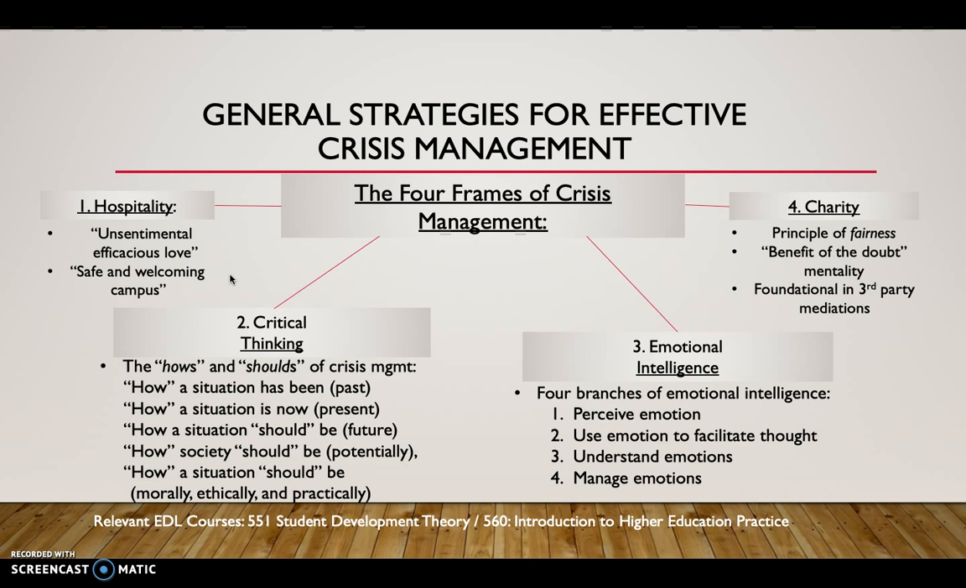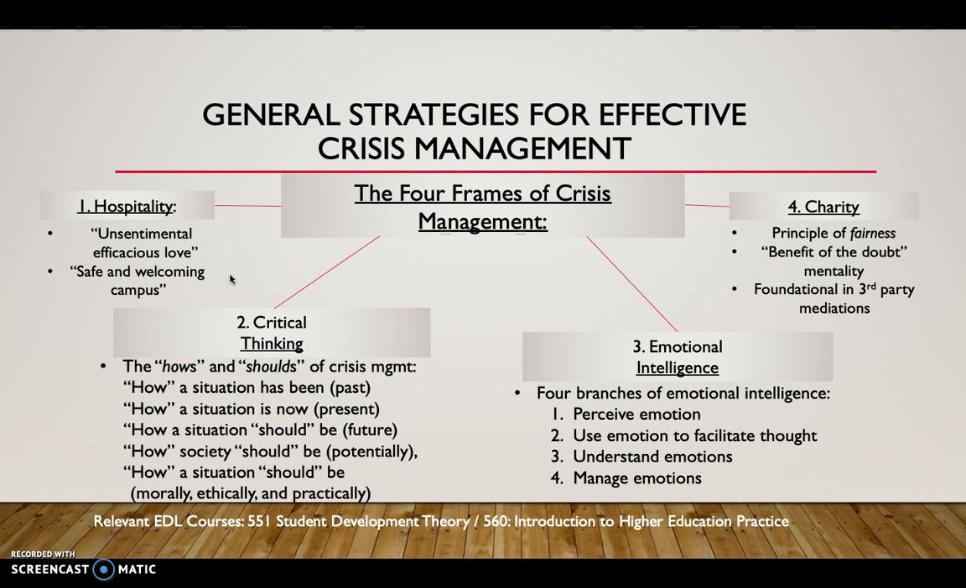how a situation should be morally, ethically, and practically. He should know that it's morally wrong to do that if it bothers that person. Third is emotional intelligence. We have to be able to perceive emotion, use emotion to facilitate thought, understand emotions, and manage emotions. The managing and understanding of emotion applies intrinsically as well as to the students.